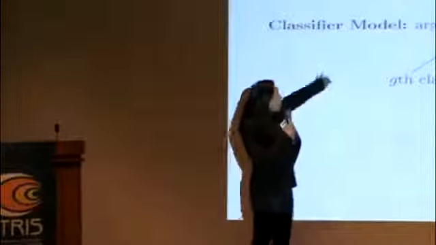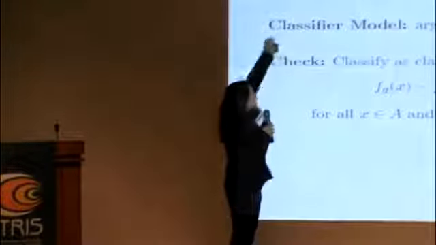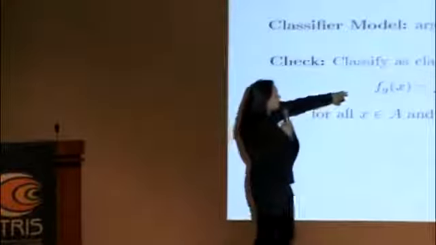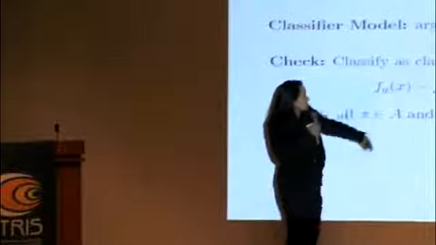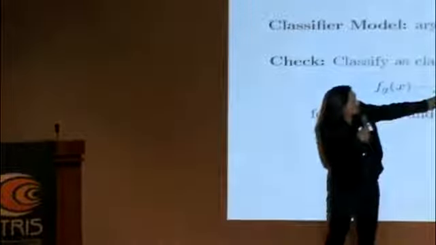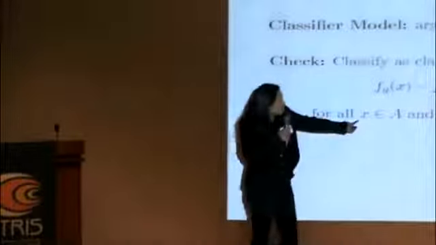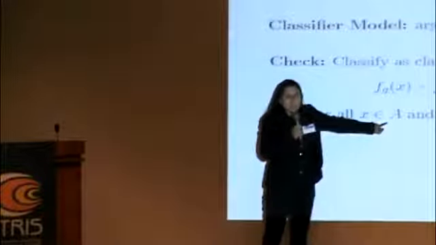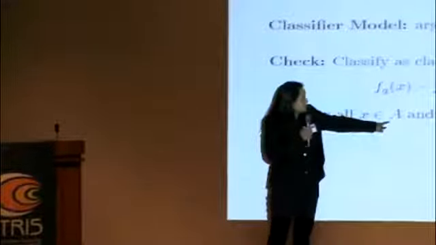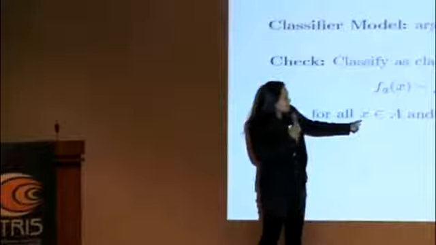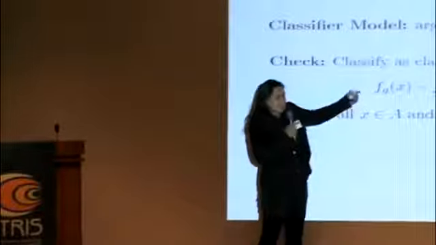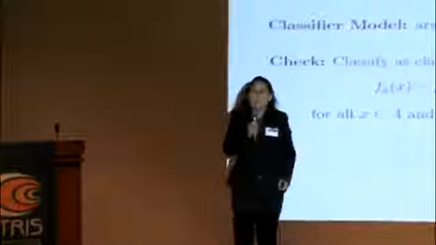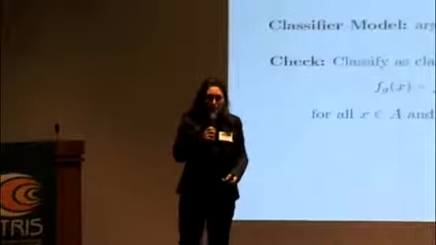So if this is our model, then this check here becomes: classify as class G if the discriminant for the G class is bigger than the discriminant for some other class for all of the x in that set A. So again, my set A has 95% of the probability. So if that holds for all of the signals in that 95% probability, then I know I've got the right discriminant with 95% probability at least. So I can go ahead and classify.